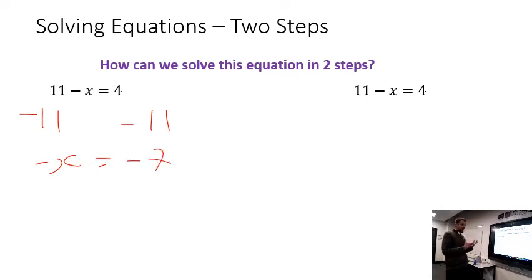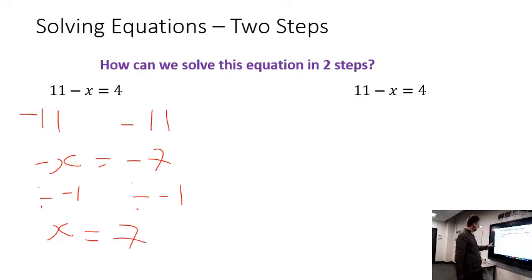Okay, now we want to get x on its own. So what's the opposite to multiply by negative 1? Divide by negative 1. So we're left with x is equal to, so negative 7 divided by a negative 1. So remember, a negative divided by a negative is equal to a positive. So x is equal to 7. Plug that in to here. So 11 minus 7 is equal to 4.